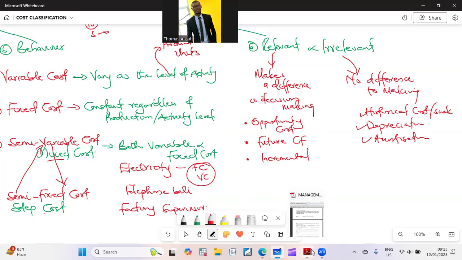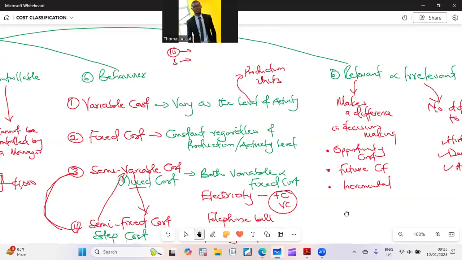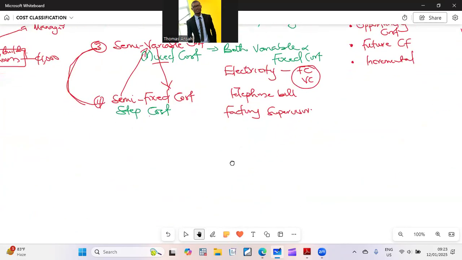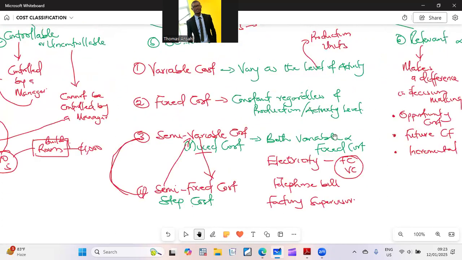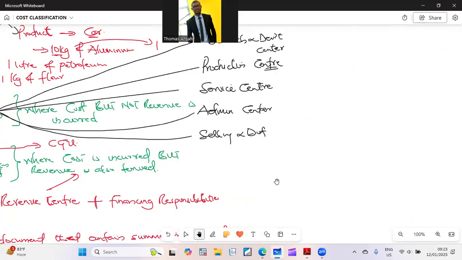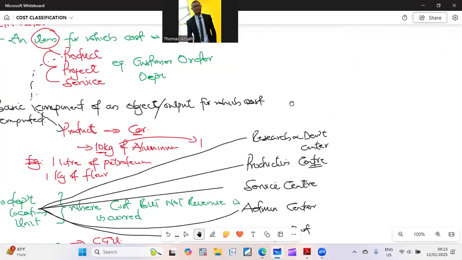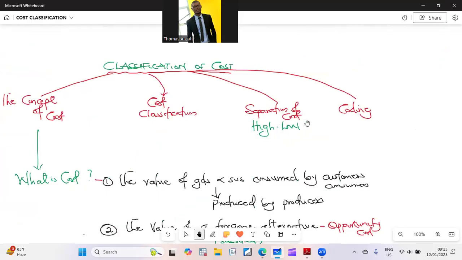We will pick up with this one, the behavior one, and find out, and that is what we will learn in the third phase of what we are trying to do, separating cost. Now the thing is fixed, semi, it has both the fixed and the variable in it. So here, the semi-fixed cost or semi-variable cost. Now how do we separate them? How do we separate them?